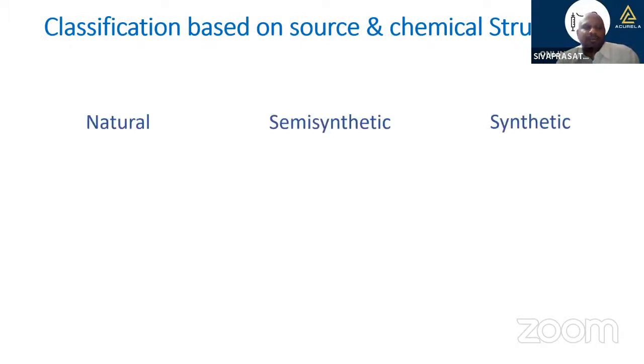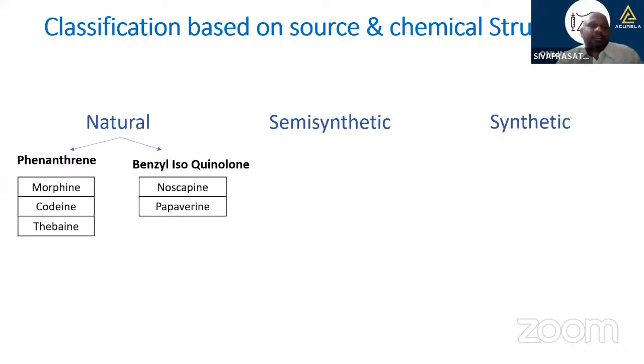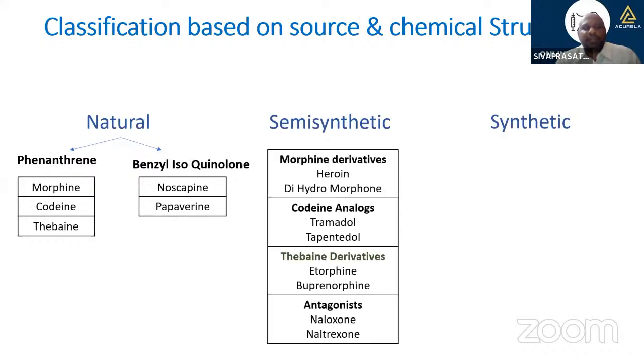So based on classification by source and chemical structure, we have natural, semi-synthetic and synthetic compounds. Natural are again divided into phenanthrene, as we saw, and benzyl isoquinoline derivatives. Benzyl isoquinoline derivatives are not analgesics. They are used as either smooth muscle relaxants or antitussives. Under phenanthrene, we have the natural ones: morphine, codeine, and thebaine. The semi-synthetic derivatives are all derivatives of either morphine, codeine, or thebaine.